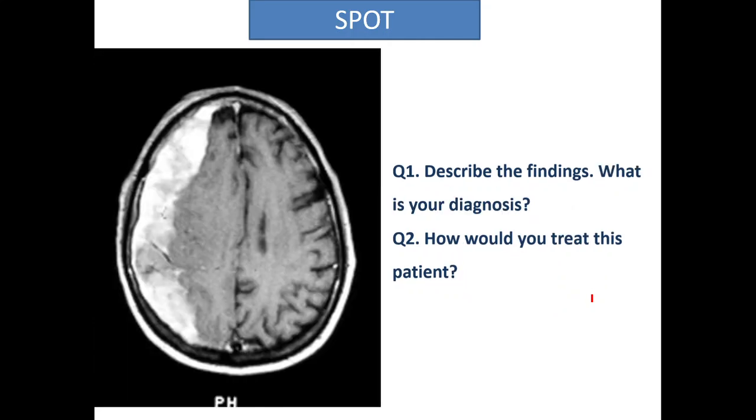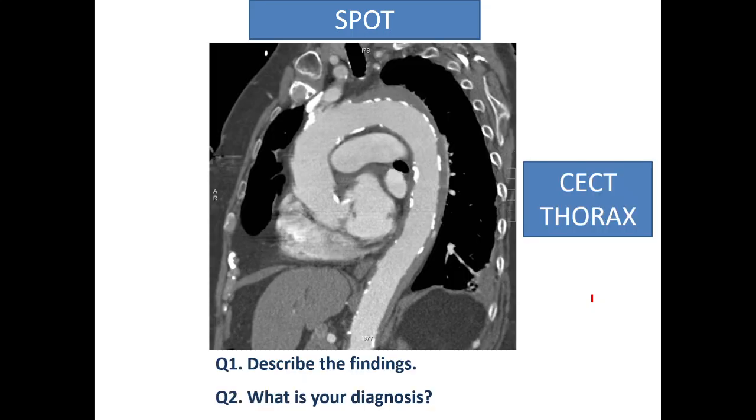The next one, NCCT head, subdural hematoma. They might ask you to differentiate it from extradural hematoma. How would you treat this patient? Next is a CT. What is the finding? What is the diagnosis? Since your exams are 3 days away, I can tell you it is aortic dissection, and aortic calcification is seen.